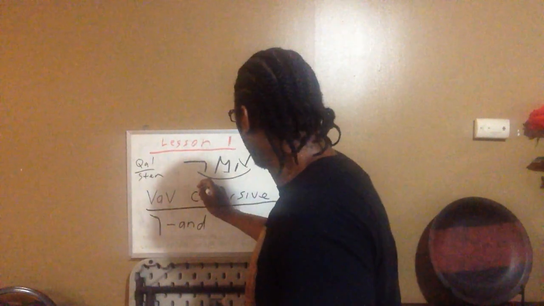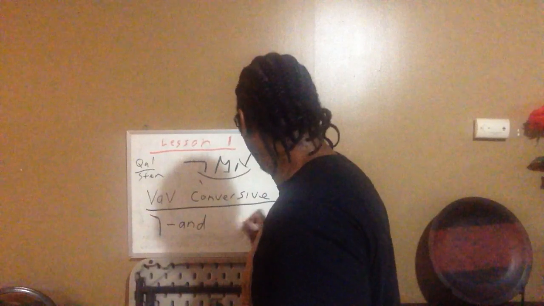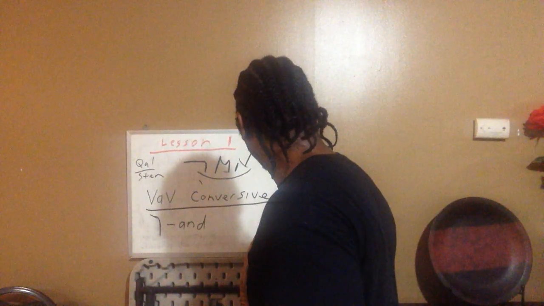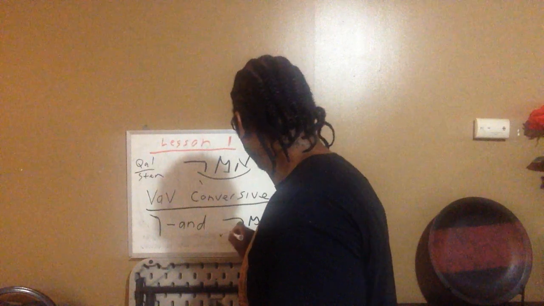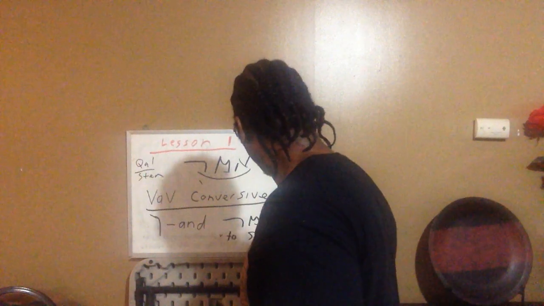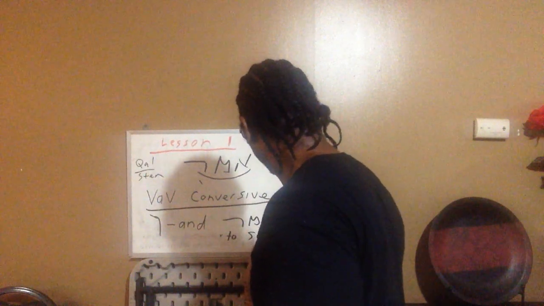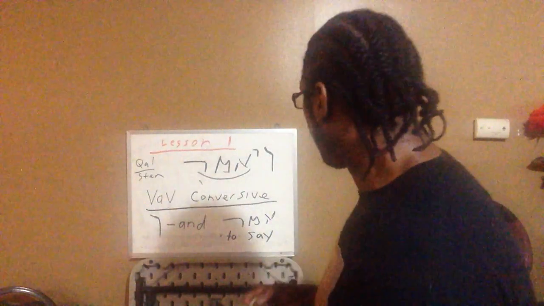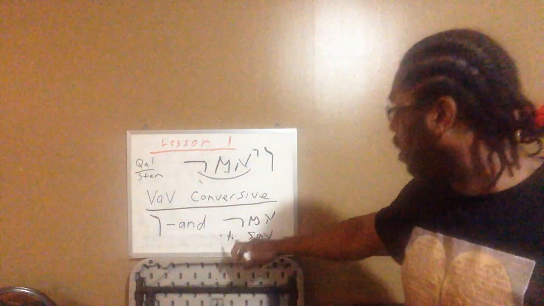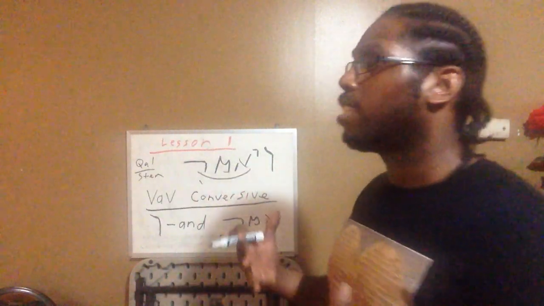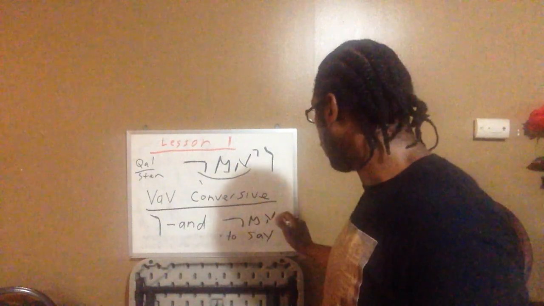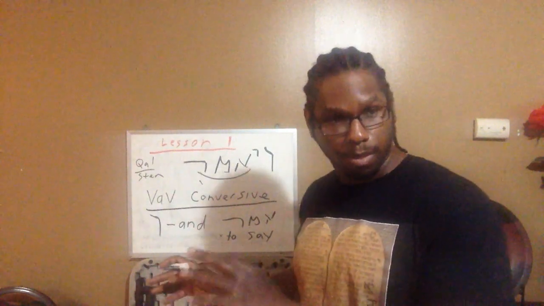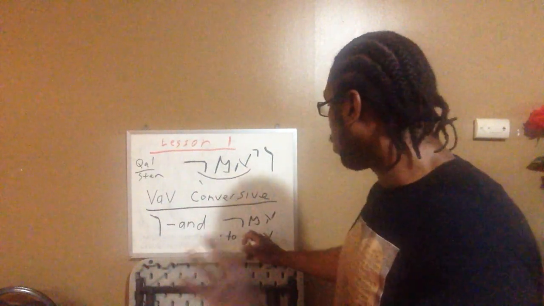To say. A verb, amar. To say. So right now it'd be saying like he's about to say, right? So it'll be a future. So then you put that in the beginning.